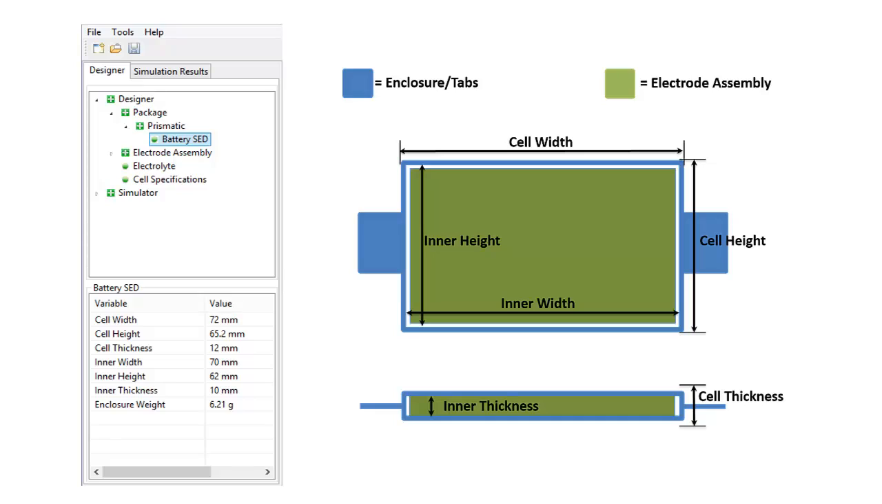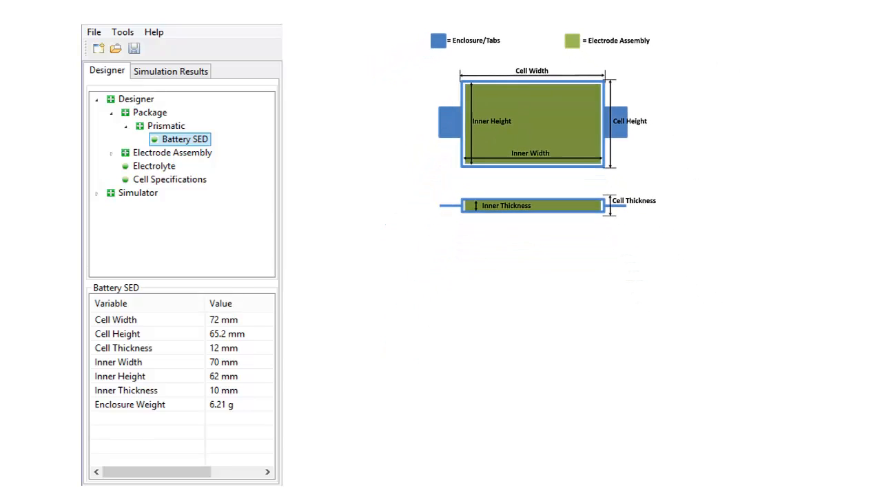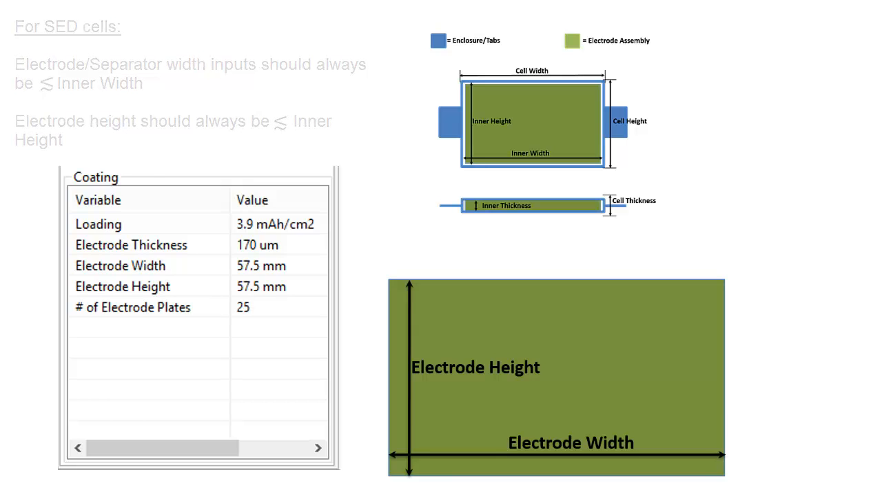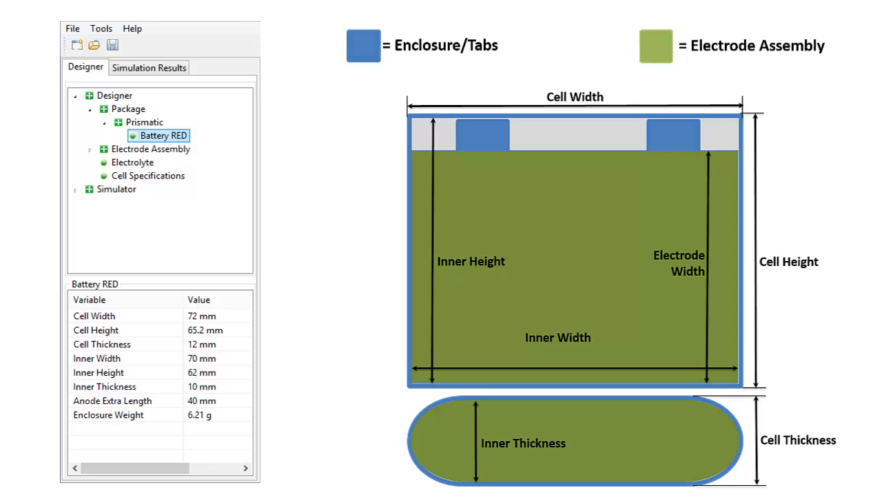Moving on to the stacked electrode design, or SED, the outer cell dimensions can again be found in the package node, as well as the inner dimensions and weight for the enclosure. Similar to the cylindrical format, the actual electrode dimensions can be found under the Coding tab. The number of electrode plates is automatically calculated based on the material thicknesses, as well as the inner cell thickness value.